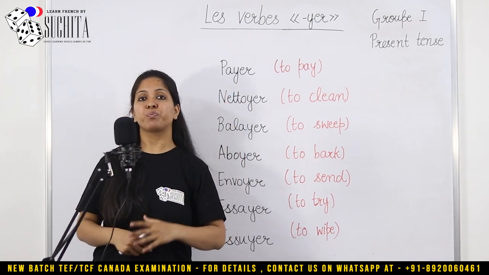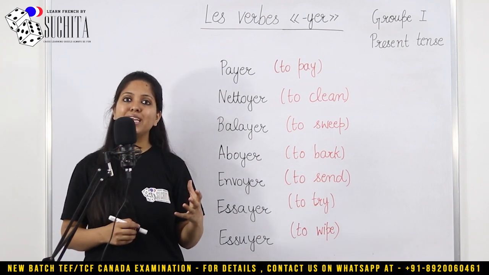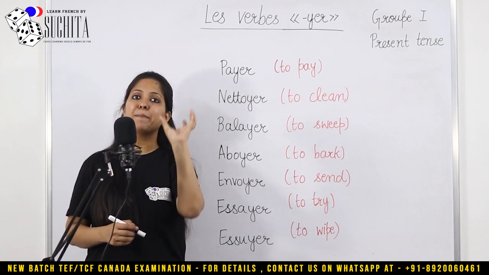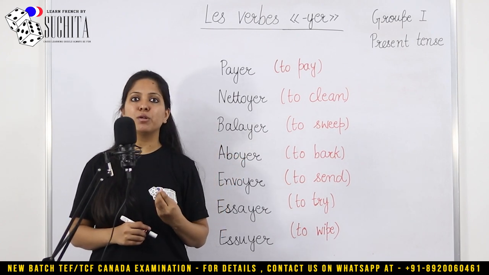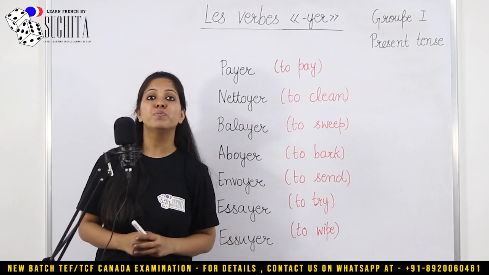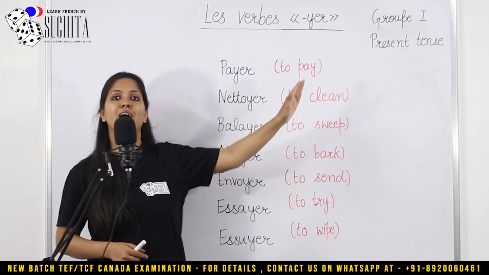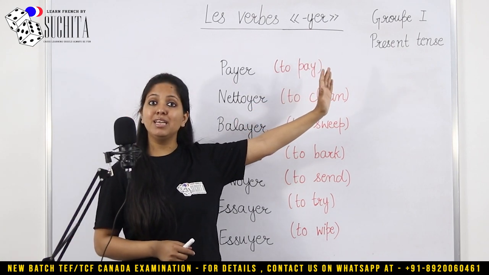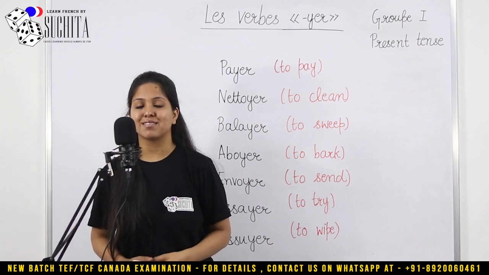Okay. Now, in this video, we are going to look at YER verbs. They are a subcategory of ER verbs only. You conjugate them in a similar manner as you conjugate the ER verbs, with a little exception that we are going to talk about. So YER verbs are group 1 verbs only, and we are going to look at their conjugation in present tense.